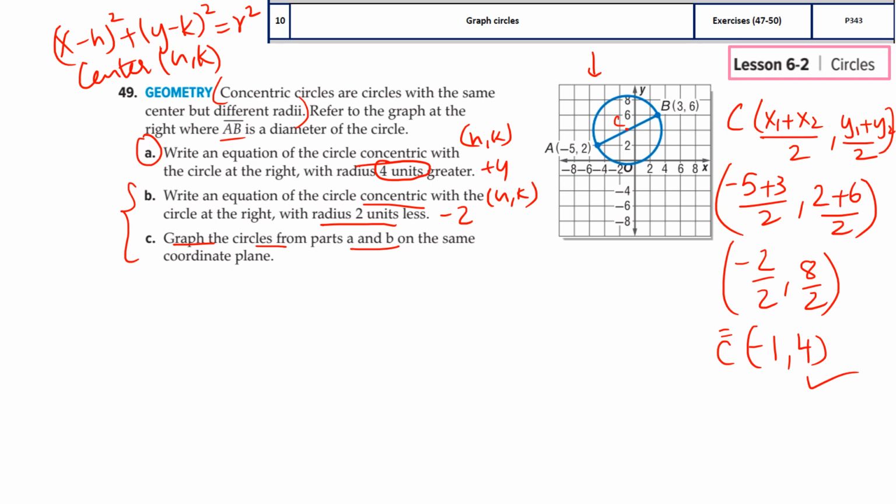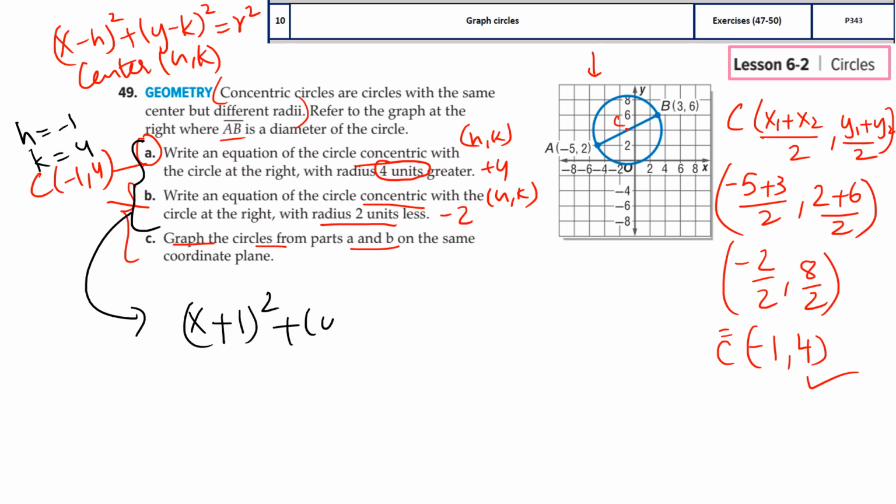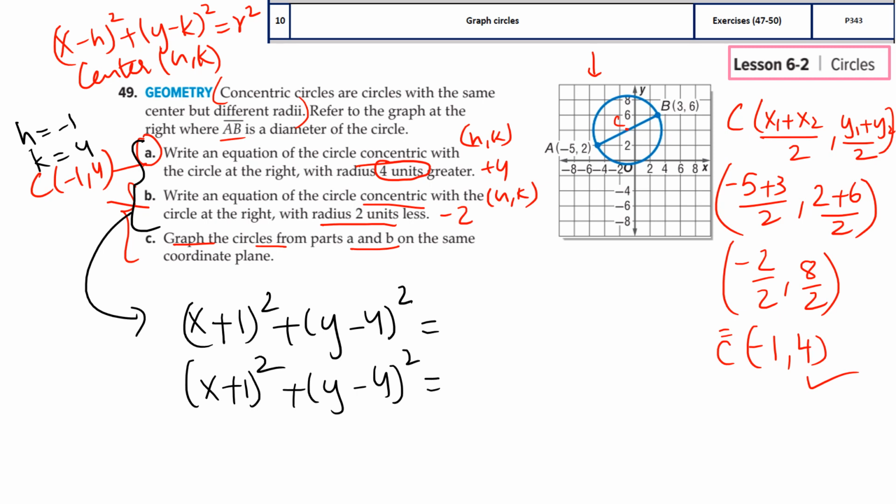Now this center will be the same for both these circles also. So the center will be minus 1 comma 4, so I can say my h is minus 1 and my k is 4. So for circles A and B, let's try to make it simple: x minus h means (x plus 1) whole square plus (y minus k) whole square. Can I say the left side will be the same for both circles? Yes. Why? Because circles A and B are concentric circles. Concentric means same center, so the left side will not change.